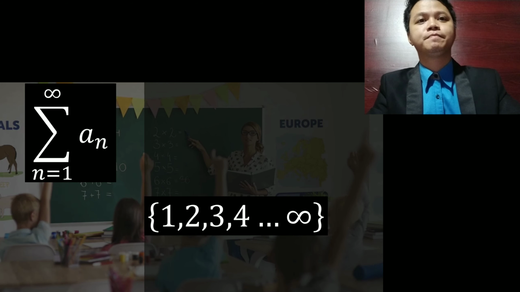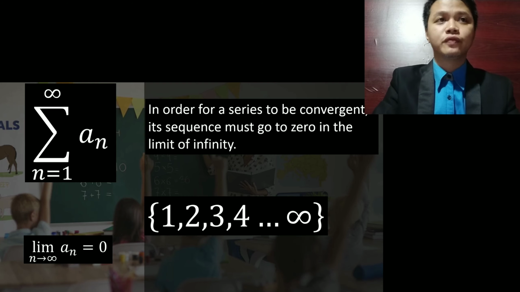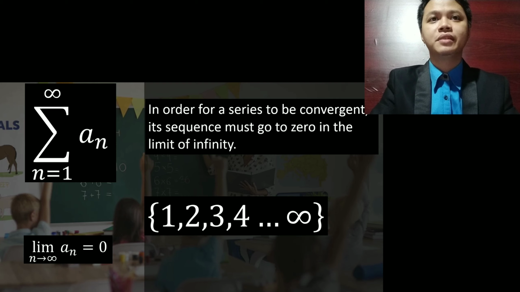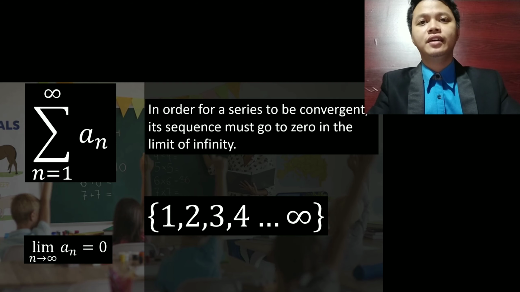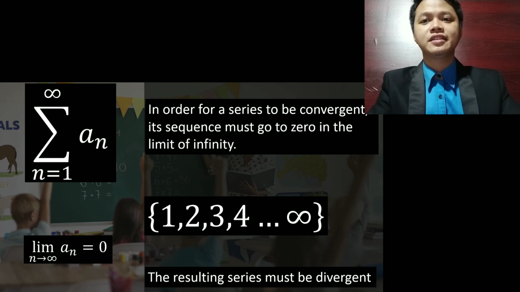Now, as we can see, for the summation of a sub n in the form of 1, 2, 3, 4 approaching infinity, in order for a series to be convergent, its sequence must go to 0 in the limit of infinity. Thus, our limit here must be 0. Otherwise, the resulting series must be divergent.